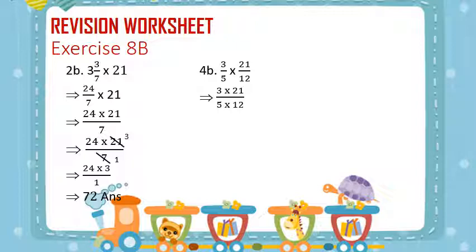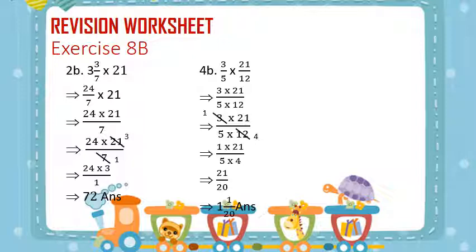Now children, we can divide 3 in the numerator and 12 in the denominator by common number 3. So 3 divided by 3 is equal to 1 and 12 divided by 3 is equal to 4. So now what is left? 1 multiplied by 21 in the numerator and 5 multiplied by 4 in the denominator. So our fraction is 21 upon 20, and we can change it into mixed fraction, which is equal to 1 upon 20. Now let's come to the next question, which is B part of question number 6.